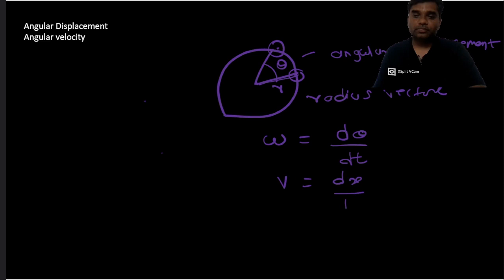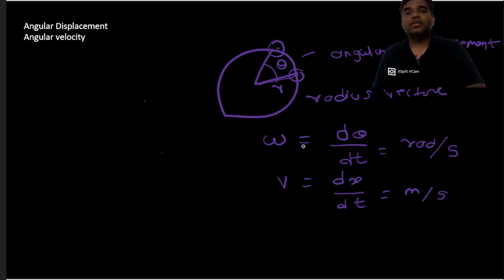If you relate these things to linear velocity, v is equal to dx upon dt. Here the unit is radian, since we have taken the angle in radians, so radian per second, and here it is meter per second or centimeter per second, whatever unit is taken for the displacement. It's clear? The unit for angular velocity is radian per second. The rate of change of angular displacement is nothing but the angular velocity.